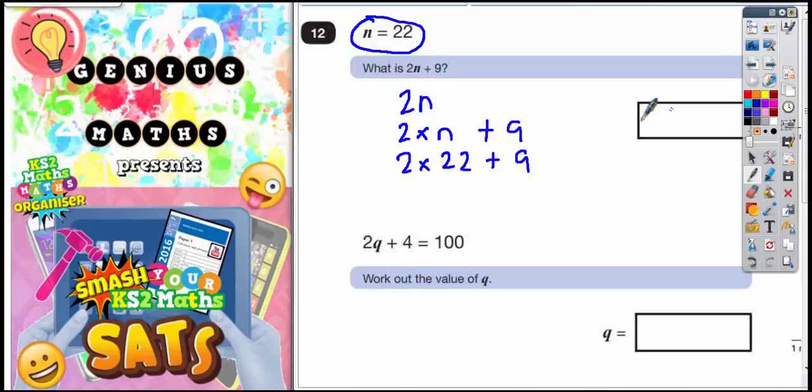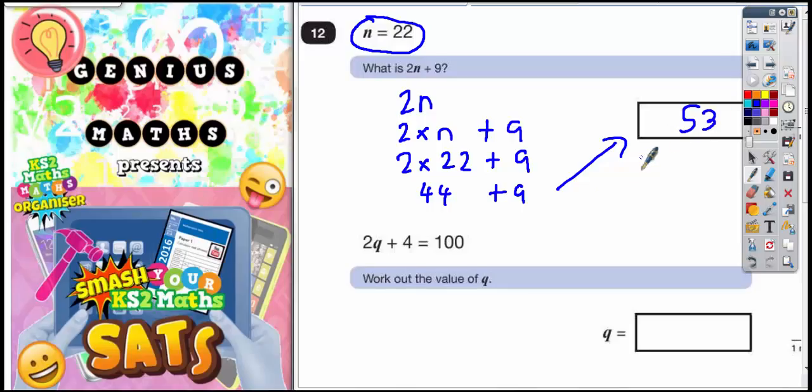Now we've just got to work that out. So 2 lots of 22, you're just basically doubling 22, is 44. Now we need to plus the 9. So to get our final answer in here, it's just going to be 44 plus 9. Well, most of you can do that in your head, and hopefully you would get 53.